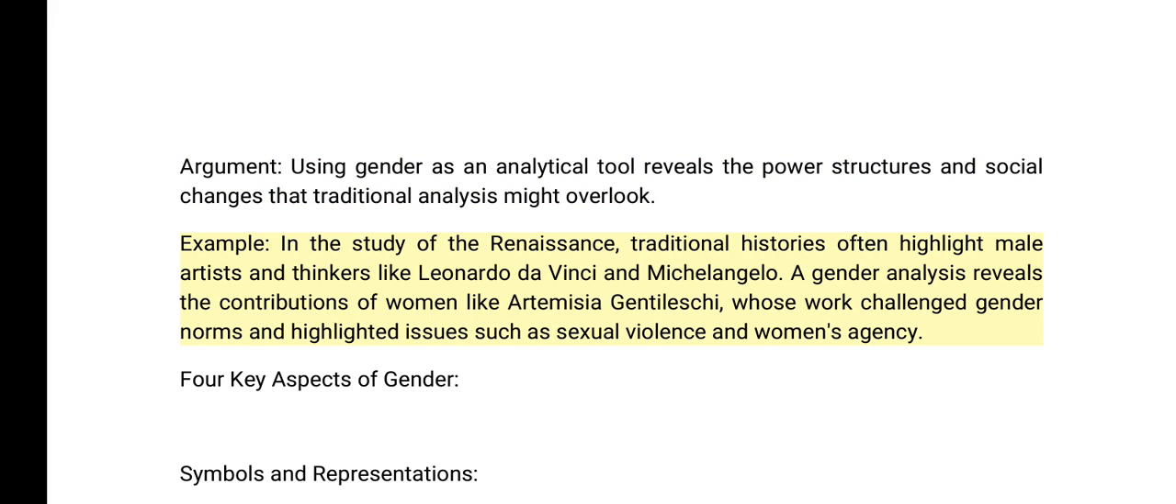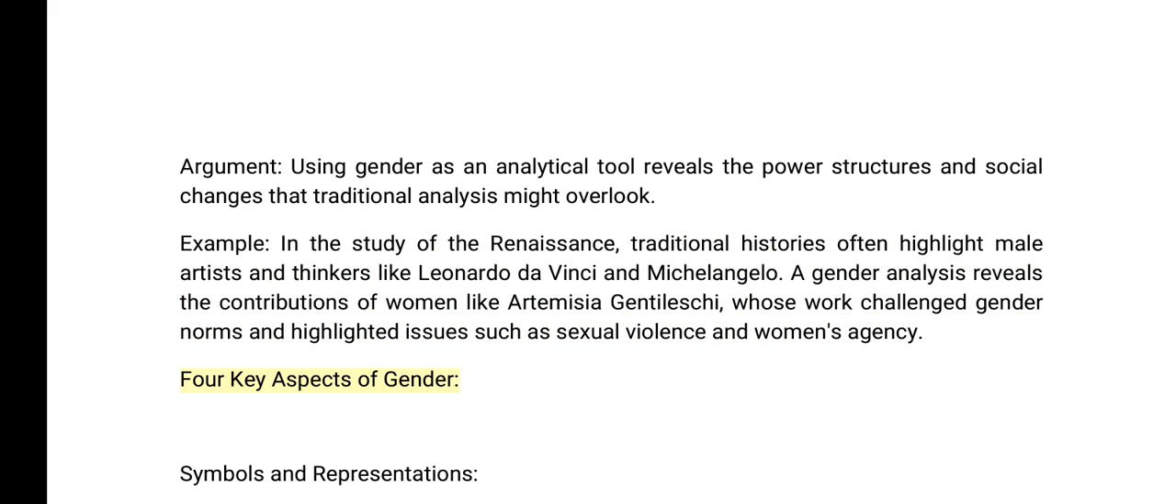Example. In the study of the Renaissance, traditional histories often highlight male artists and thinkers like Leonardo da Vinci and Michelangelo. A gender analysis reveals the contributions of women like Artemisia Gentileschi, whose work challenged gender norms and highlighted issues such as sexual violence and women's agency.